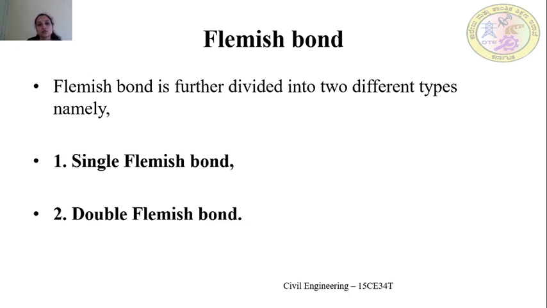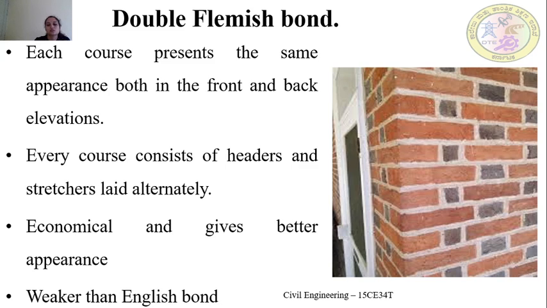Again, Flemish bond is further divided into two different types, namely single Flemish bond and double Flemish bond. Let's discuss double Flemish bond first. We all know what Flemish bond is: in each course, alternate headers and alternate stretchers are placed. Double Flemish bond means, just observe, stretcher has been placed, next this is header, stretcher. And in the next course, header has been placed and queen closure has been placed, and next stretcher, header.